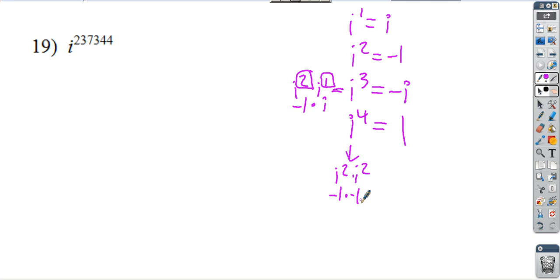Okay, so how does that help us? Well, if you kept this pattern going, it's just going to keep repeating itself. So this is like the next 4 right here. So how do you find something like i to the 237,344? That's the one we have to find.